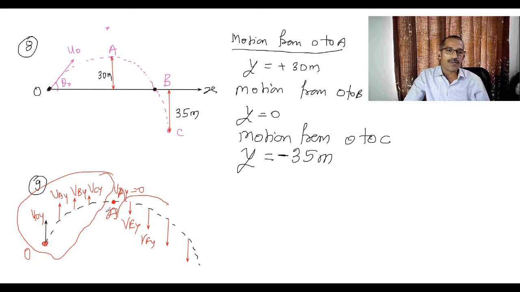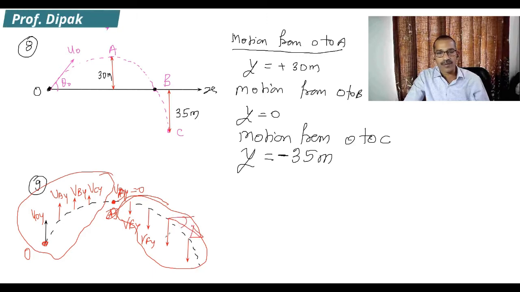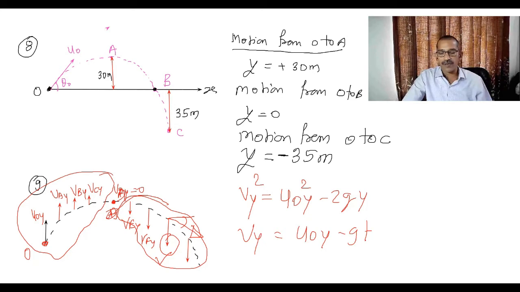So, point D, VDY. Now after this point, all these components are downward. In case this velocity is known and the angle is known, and suppose this component is known, and you want to substitute Vy, you can use Vy square equal to u0y square minus 2gy, or Vy equal to u0y minus gt. These are the two formulas in terms of Vy.